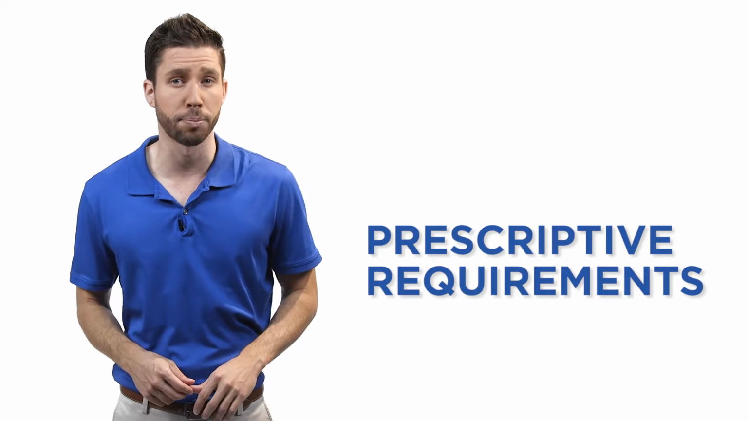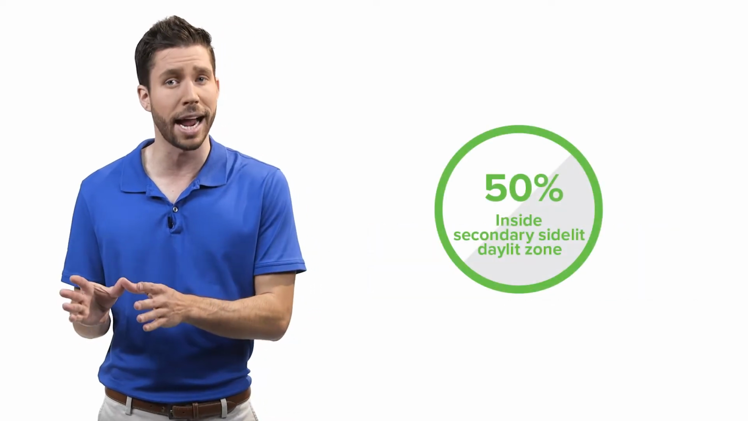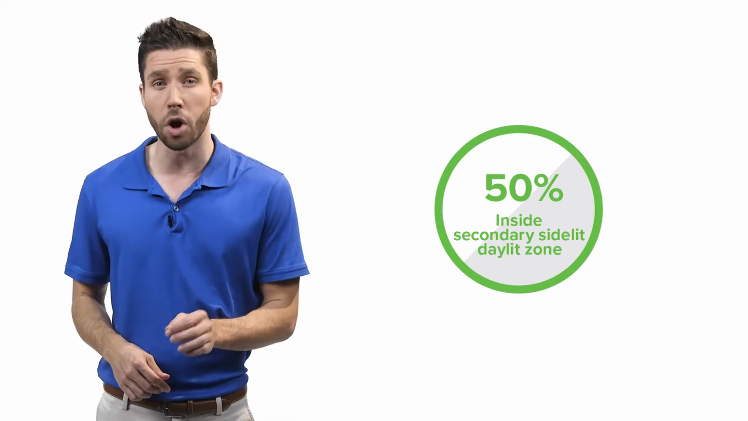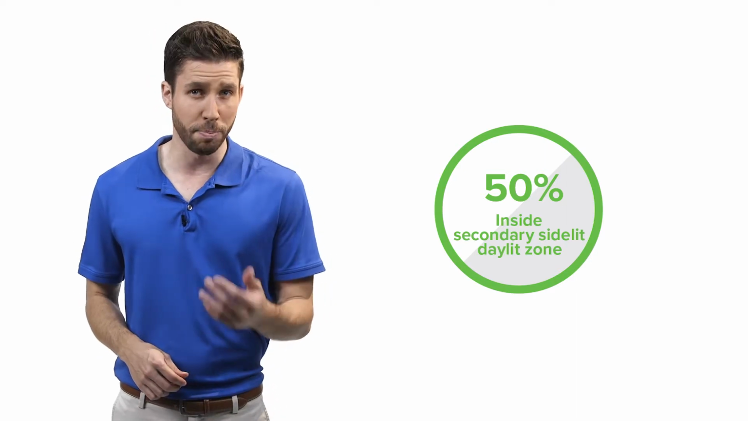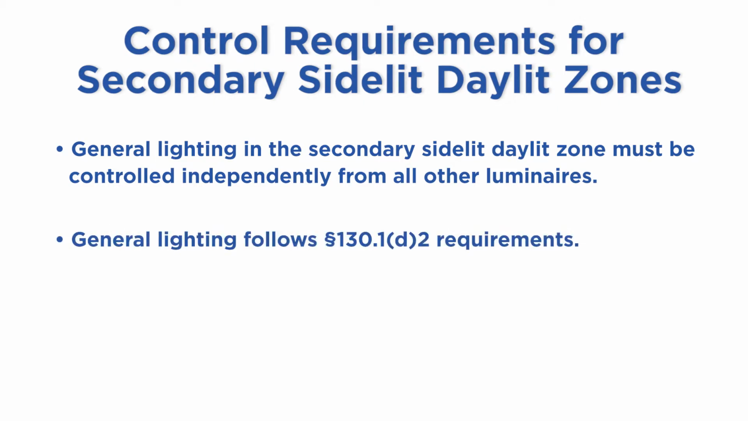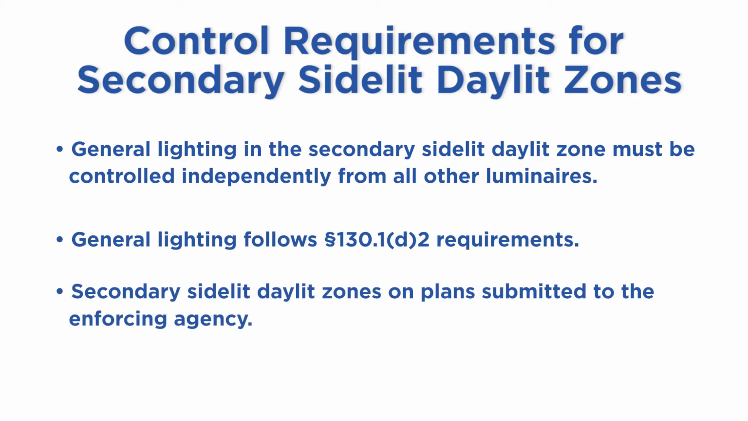Under the prescriptive compliance approach, all luminaires providing general lighting that are at least 50% in a secondary side-lit daylit zone must use automated daylighting controls. Controls must meet the following requirements. General lighting in the secondary side-lit daylit zone must be controlled independently from all other luminaires by automatic daylighting controls that meet the applicable requirements of section 110.9. The general lighting must be controlled in accordance with the applicable requirements in section 130.1d2, and all secondary side-lit daylit zones must be shown on the plan submitted to the enforcing agency.